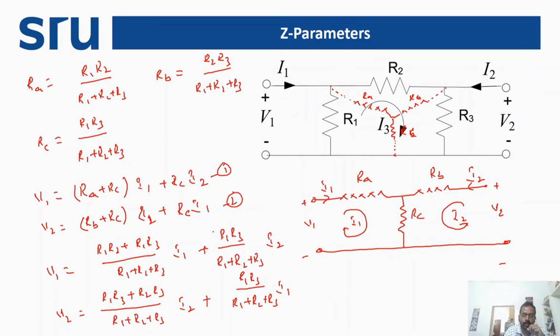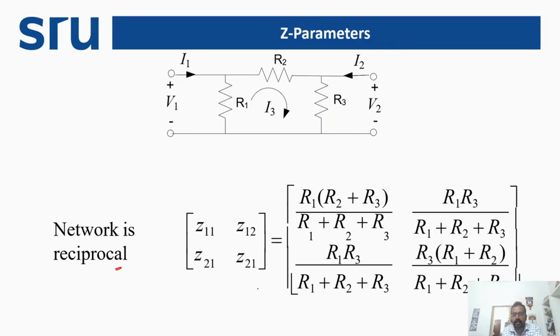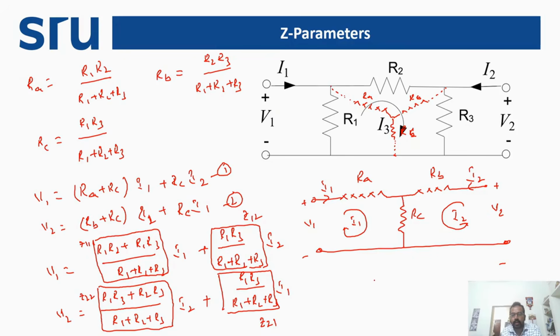So if you observe, this is our Z12 and this is our Z21, and this is Z11 and this is our Z22. This is our Z22 and this is our Z11. If you observe the results from the previous slide, we can see that both are equal.